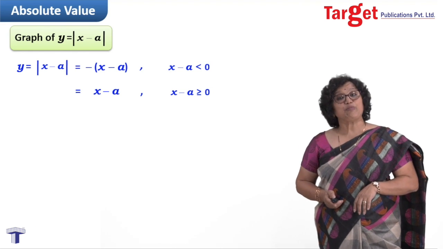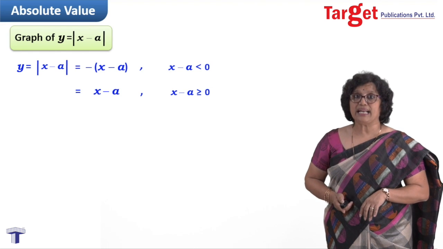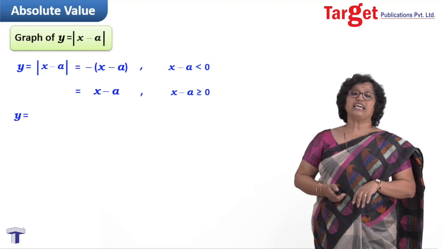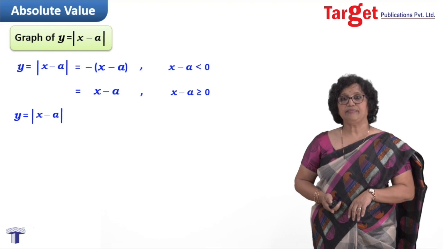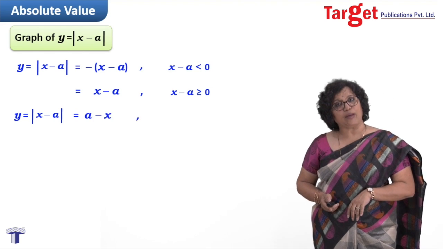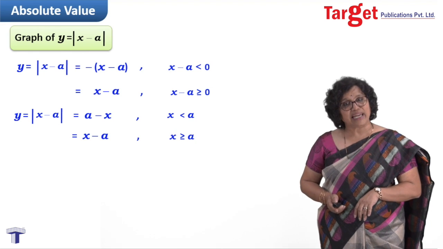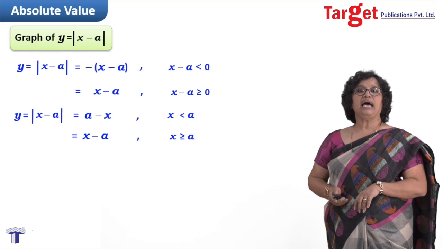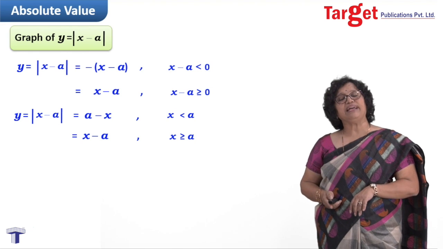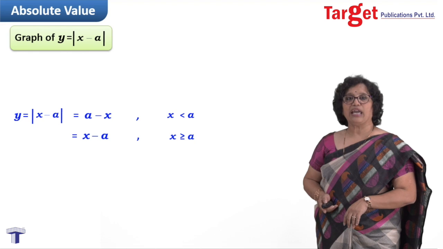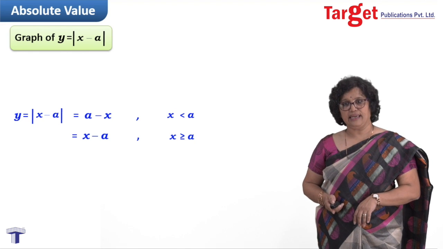Now x minus a less than 0 means what? That x is less than a. And x minus a greater or equal to 0 means x greater or equal to a. So we rewrite y equal to absolute value of x minus a as a minus x for x less than a and x minus a for x greater or equal to a. And now we try to draw a graph of y equal to absolute value of x minus a.